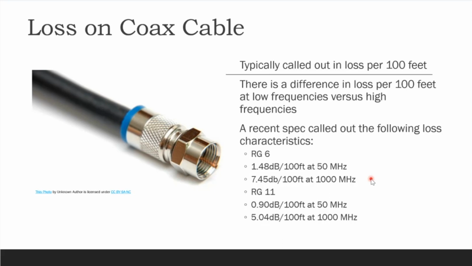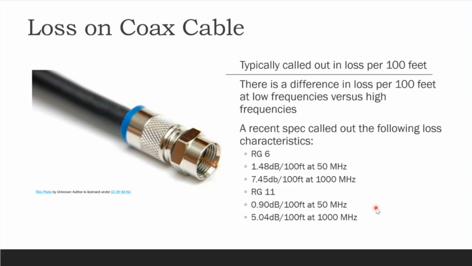You can, it's rare. And then with the RG11 as well, 0.9 dB at 50 megahertz, and then just over 5 dB at 1,000 megahertz. So if we go back to the previous slide, in that example of 10 dB coming in, 1/8 split, 0.5 loss coming out, I can't go 100 feet, right? If you go 100 feet on RG6 with that as your loss budget, you're on the high end, you're not even going to make it the 100 feet until we're out of spec for the television.